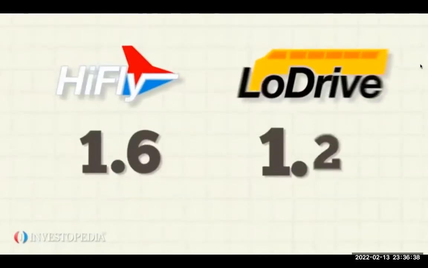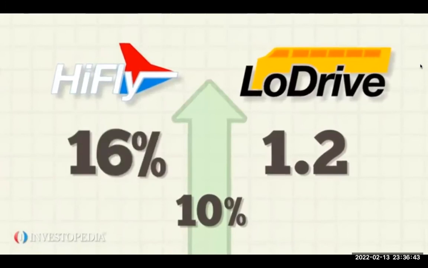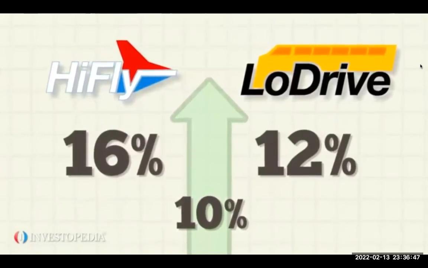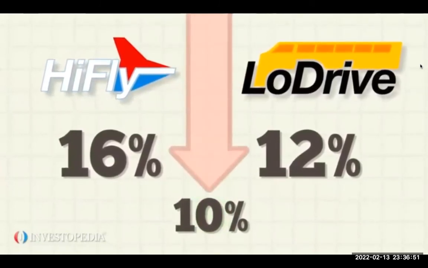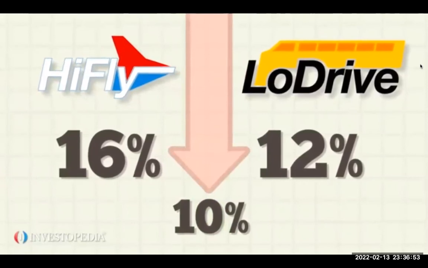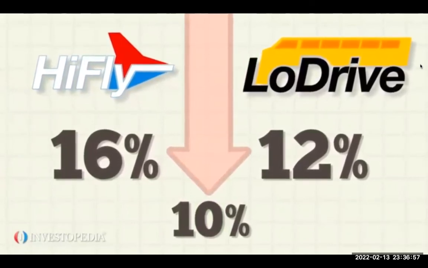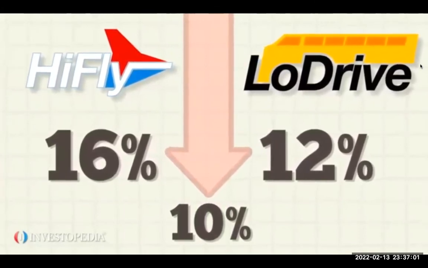If both companies experience a 10% sales increase, Highfly's profits will rise by 16%, while LowDrive's profits increase by 12%. A 10% sales decrease for air and bus tickets will bring about a profit loss of 16% and 12% for Highfly and LowDrive respectively. This example shows how operating leverage magnifies both profits and losses.